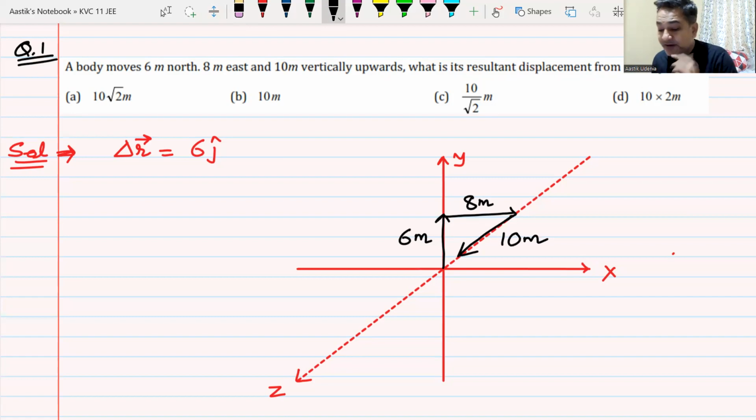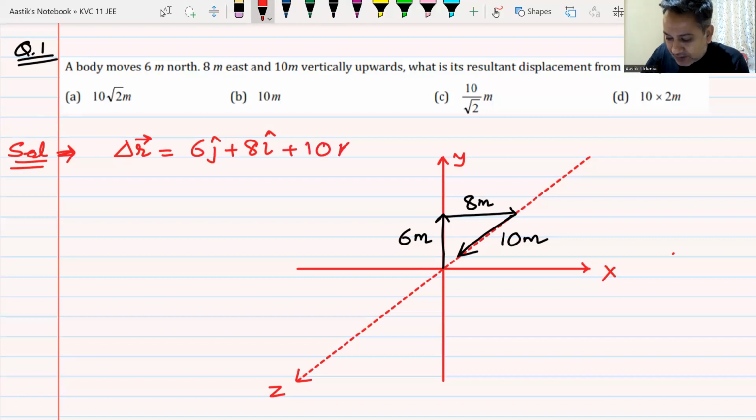I write the displacement 6 along j. Then the next part is 8 along i. And the last part is 10 meters upward. So upward is the z-axis, yes or no? So it is plus 10k. Do we understand this, everyone? How do I get the magnitude of this? This is very simple, my dear friends. The magnitude of displacement, I can write it as delta R. The magnitude of displacement will be under root of, tell me what?